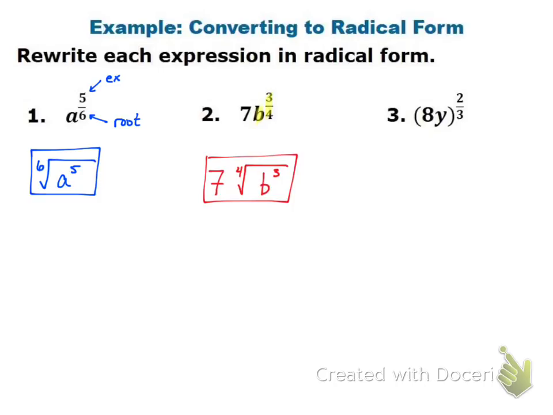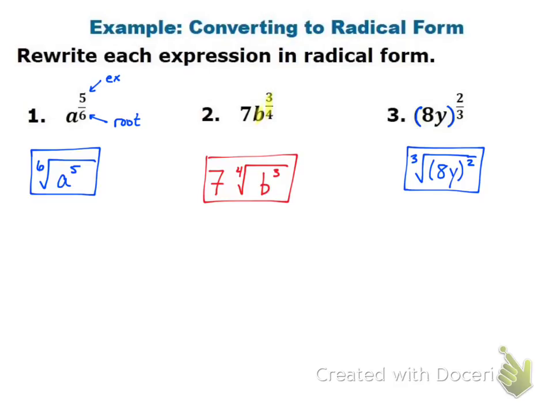And then the last one, since there's parentheses, both of these things will go into the square root sign because the thing immediately in front of my fraction, or my exponent, is the parentheses. So everything goes in the square root sign. Again, 3 is my root, and then in the parentheses, in the root, I have to keep the parentheses because the 2 has to go to both of those things. And that's my final answer.